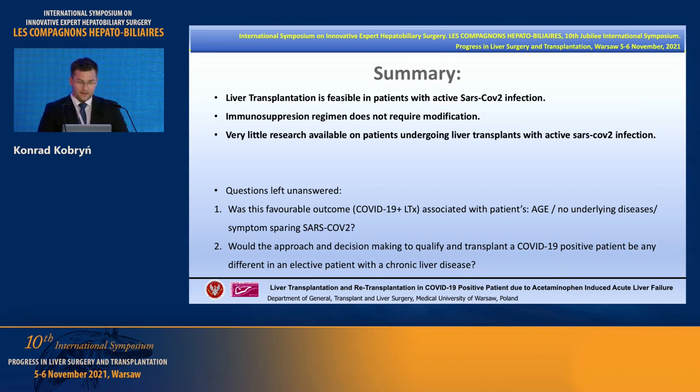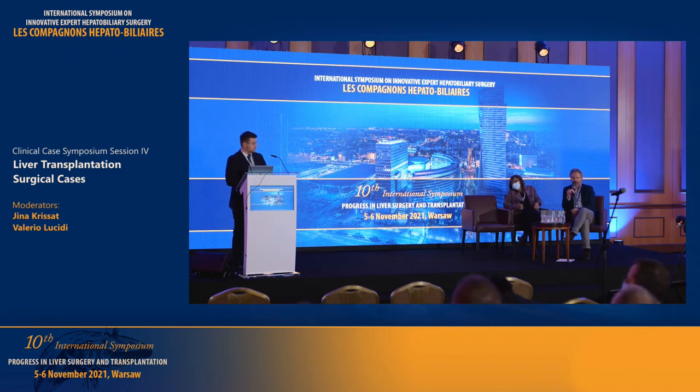Questions to the floor. We were wondering, was this favorable outcome, as she is doing pretty well, associated with the patient's young age, no underlying diseases, or was it a favorable type of SARS-CoV-2 virus, symptom-sparing virus? And the second question, would the approach and decision-making to qualify a COVID-19 positive patient for transplant be any different in an elective patient with a chronic liver disease? Thank you very much.